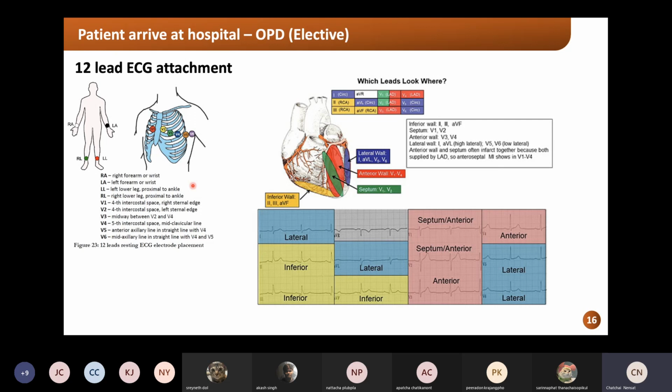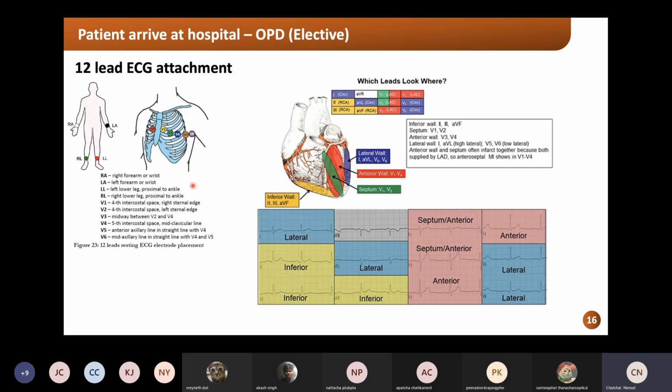And in this slide, I would like to tell you how we attach the 12-lead EKG, because when the doctor orders a 12-lead EKG, it comes directly to our role. Our role is to examine the ECG of the patient, right? So you have to ensure that you attach the electrodes in the right position and the right way.